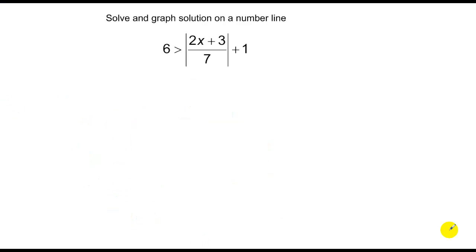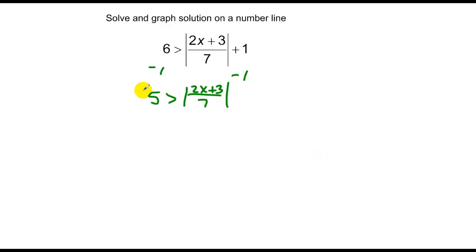So this is a similar problem with a slight twist. First thing we're going to want to do is isolate this absolute value, so I subtract 1 to both sides, giving me 5 is greater than the absolute value of 2x plus 3 over 7.